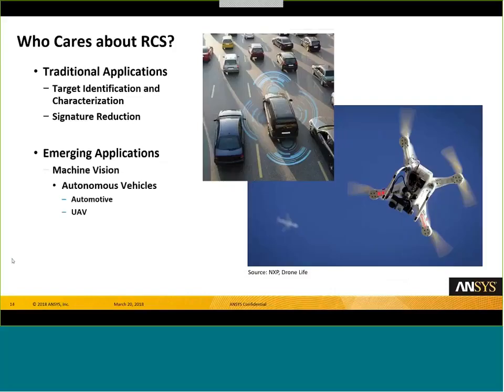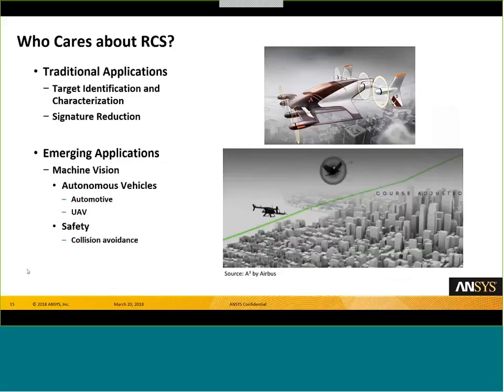Emerging applications can be broadly characterized as machine vision. So whether it's autonomous automobiles or flying drones, robust target identification is extremely critical in this application space. This is especially true for certifying the safety of the system. If we think of a robust detect and avoid system for UAVs, it's critical to ensure safety as the airspace grows crowded. So RCS provides an important metric for target identification that helps flesh out the complex real-world scenarios that need to be addressed.